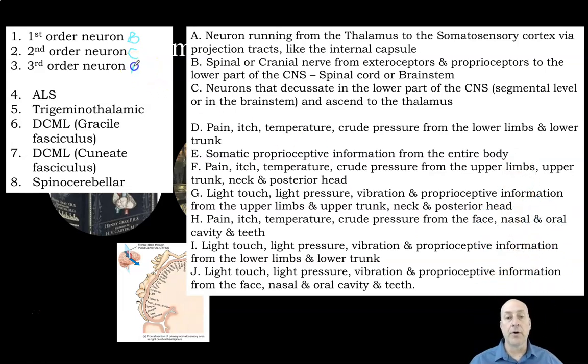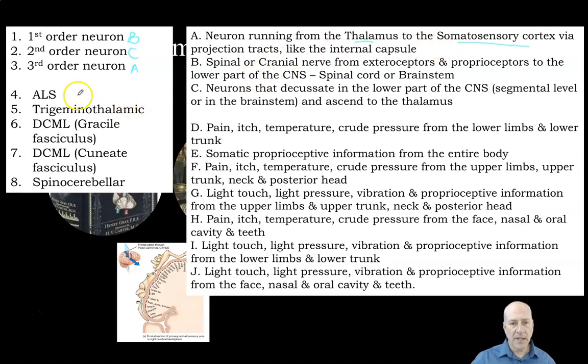And then your third order neuron will be running from the thalamus. Now it's no longer part of the sensory pathway. Now it's a white matter projection tract, and it's running via the internal capsule or via the corona radiata, from the thalamus up to the somatosensory cortex, the primary somatosensory area, to whatever part of the sensory homunculus it came from. If it came from the toes, it's going to the toe area of the sensory homunculus. If it came from the lips, it's going to the lip area. If it came from the upper limbs, or the elbow, it's going to the elbow area in that homunculus.